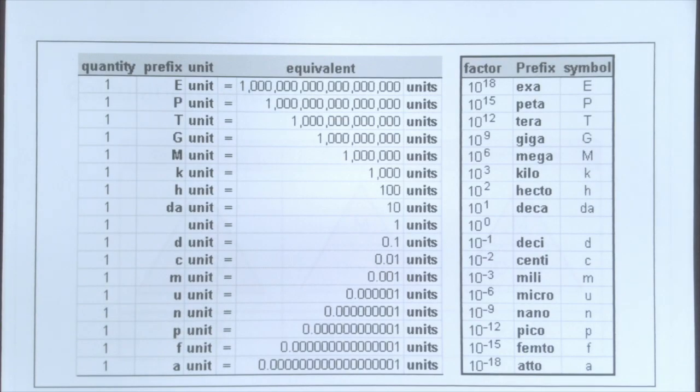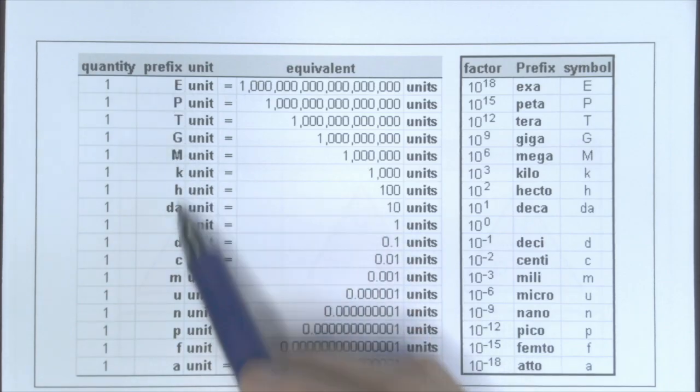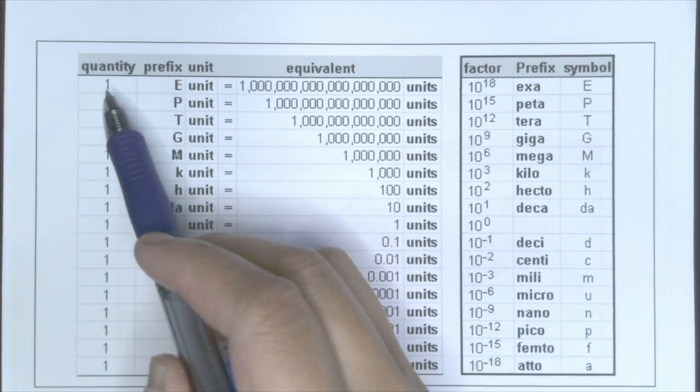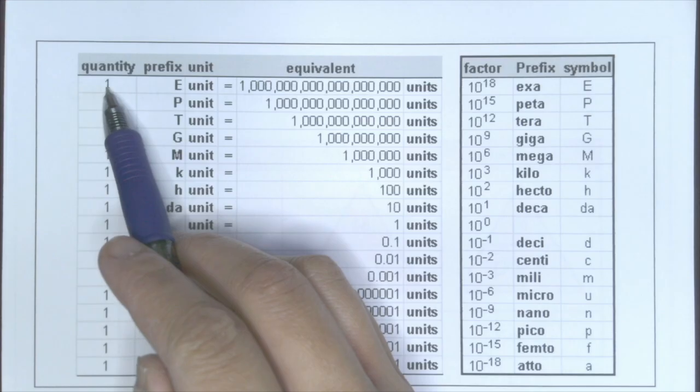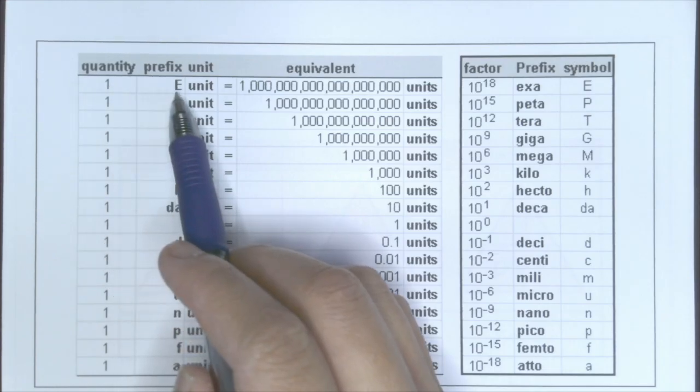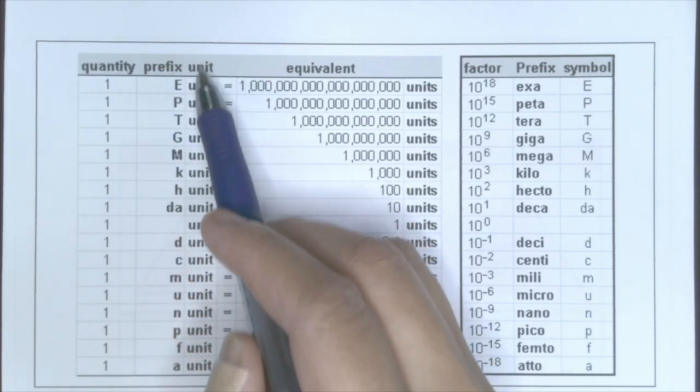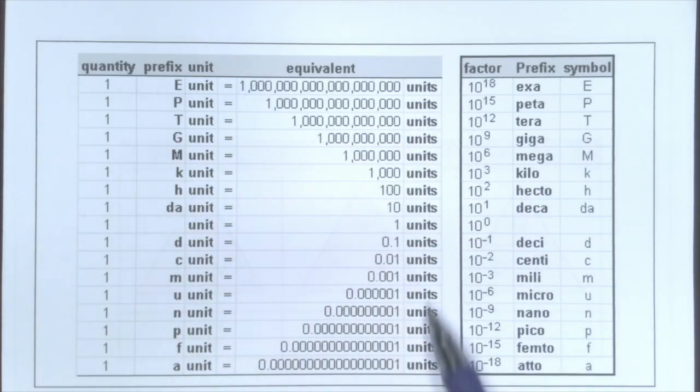Before we start with problem solving, first let's figure out how to use this table. In our table, we have our prefixes, and notice how it says 1 quantity. So the number 1 will go with the prefix. And then we have unit and unit on these sides.